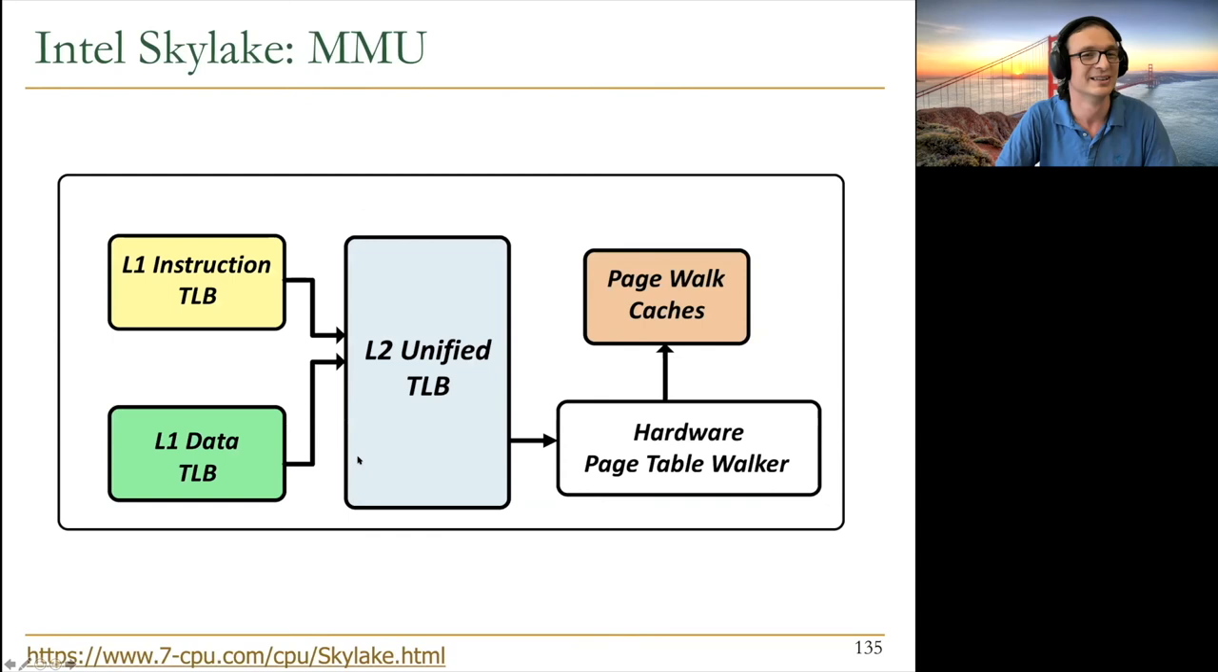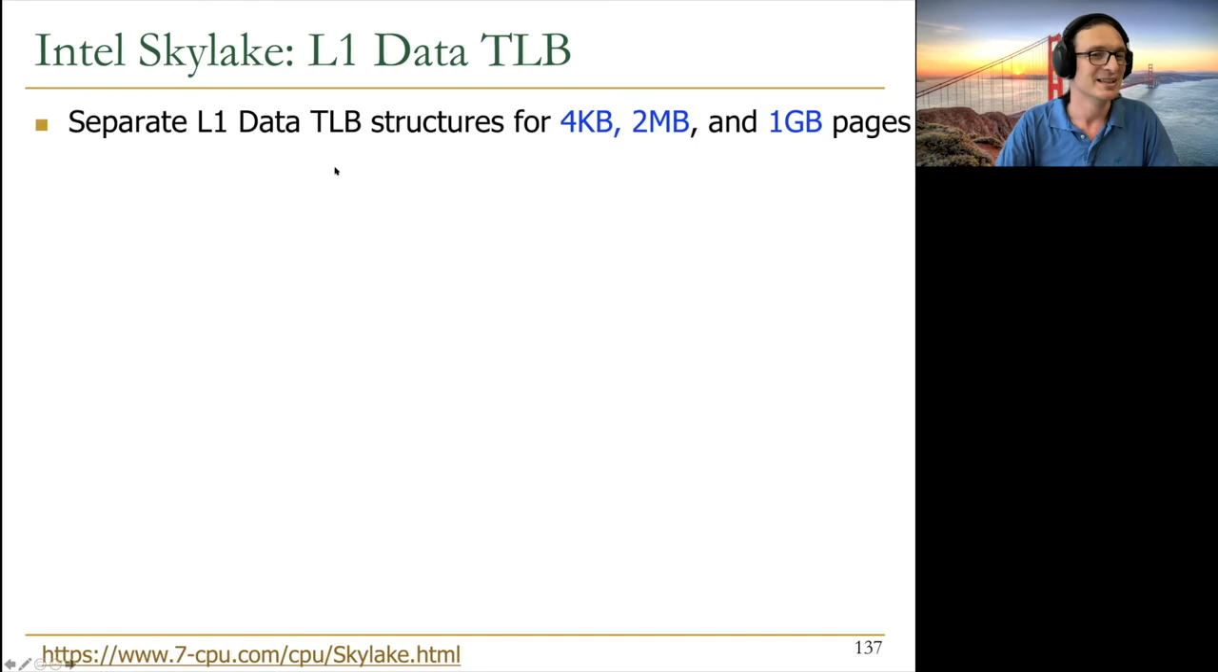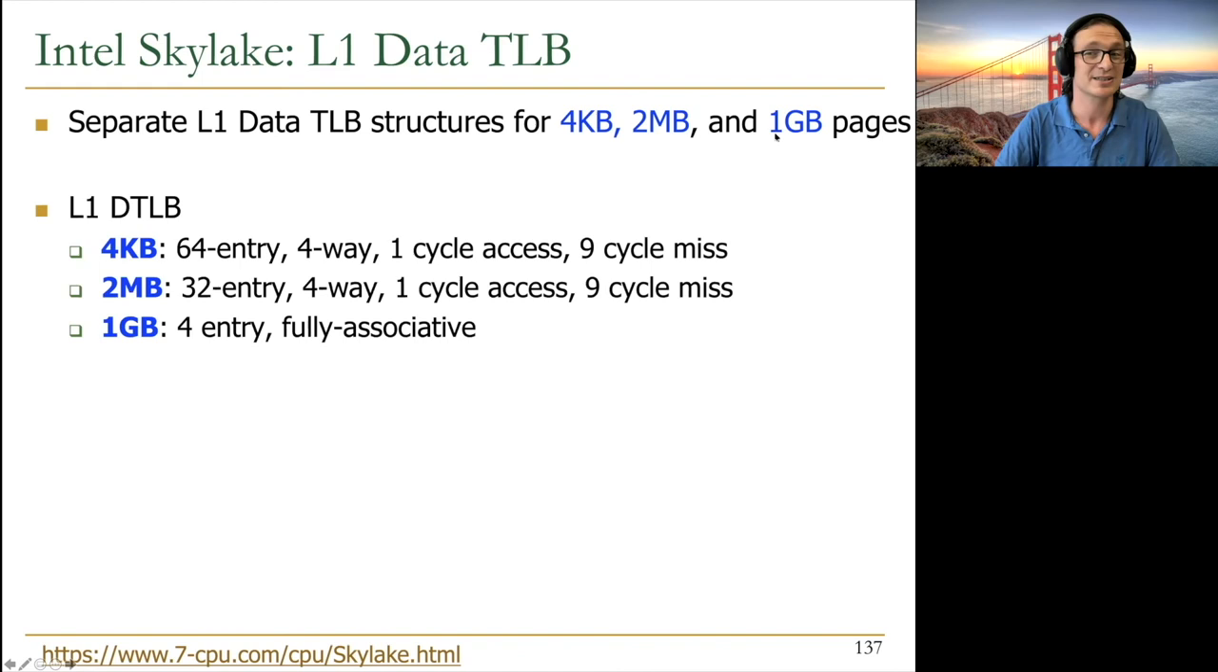Let's tear it apart in an Intel Skylake system, which is reasonably new. L1 data TLB, even this is complicated. Basically, they have three TLBs, each for different page sizes: 4 kilobyte, 2 megabyte, 1 gigabyte. And you can see the entries over here. There's only a 4 entry 1 gigabyte TLB, and it is fully associative.